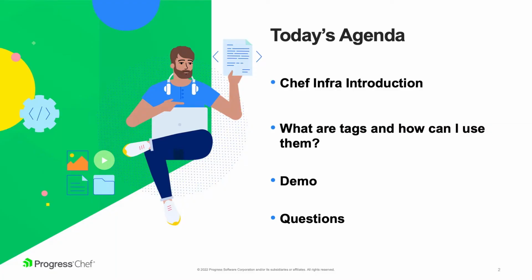Today we're going to talk about a few things related to tagging, which is mostly talking about Chef Infra. So Chef Infra obviously is sort of at the heart of configuration management when it comes to Chef. And we'll talk about what tags are and how you can use them. We'll have a short demo as well, and then we'll be open to questions. This is going to be a pretty high level discussion of tags, and there's more information on the Chef website and in the docs.